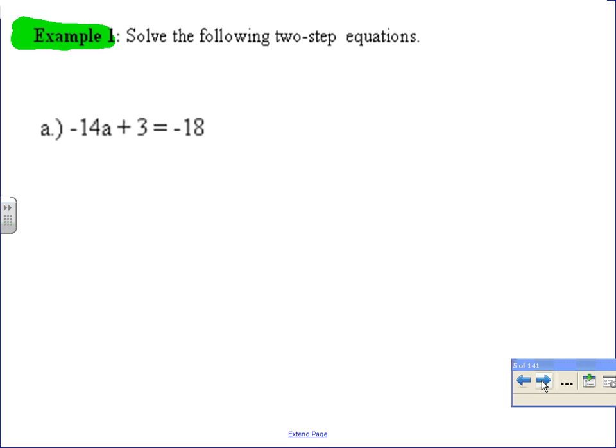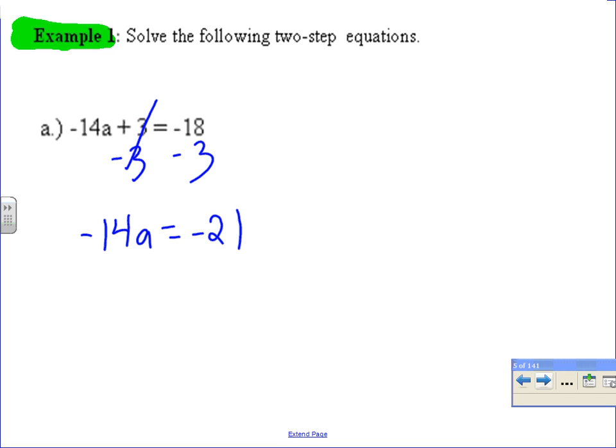Good. Okay, what are we moving? If we want all the numbers to the right, what are we moving to the right? Good. So if we get all the numbers to the right, we want to move that positive 3 to the other side. So add or subtract the numbers first, move them. When we move that, that's gone on the left side. You want to get all the variables by themselves on the left. So we have negative 14a equals negative 21.